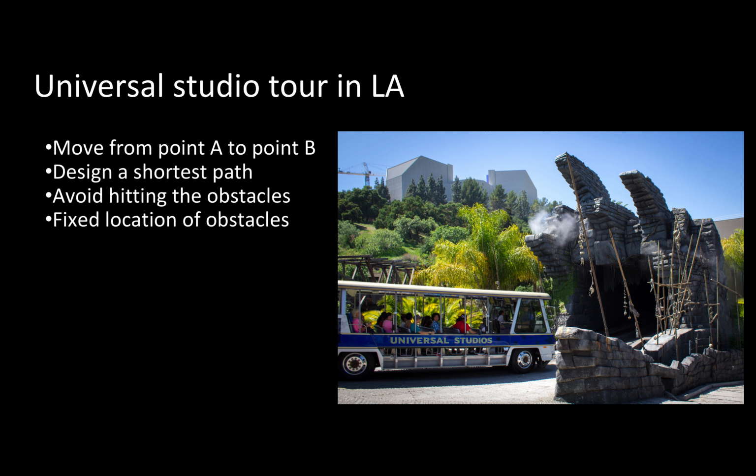So if you have been to the Universal Studio Tour in LA, basically they move you from point A to point B, and we want to design a shortest path that will take you from point A to point B, and at the same time we want to avoid hitting the obstacles. The obstacles can be the tree on the road or buildings that you don't want to enter. So we assume that we know the location of the obstacles and they are fixed.